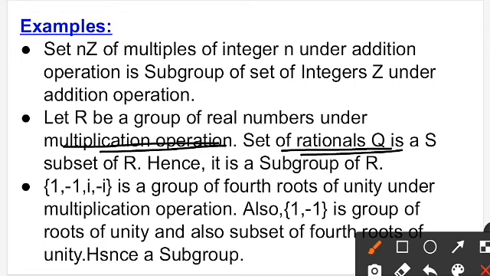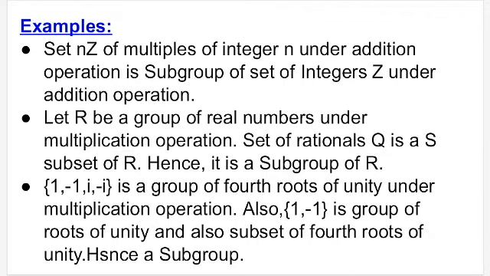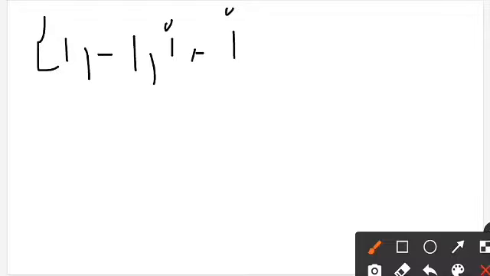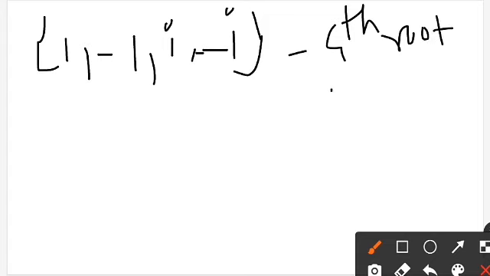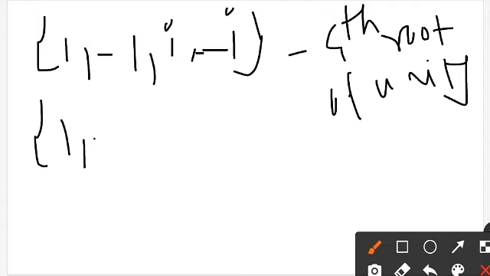Okay. Then the next thing is: {1, -1, i, -i} is a group of fourth roots of unity under multiplication operation. Also {1, -1} is a group of roots of unity and also a subset of the fourth roots of unity, hence a subgroup. So what is here? We have taken the fourth roots of unity as 1, -1, i and -i. This is the fourth roots of unity, right? And we have taken roots of unity as 1 and -1. So it is very clear.